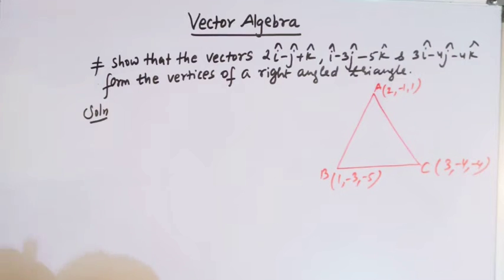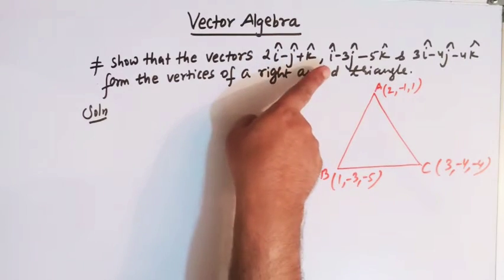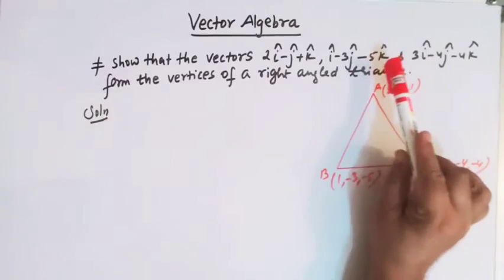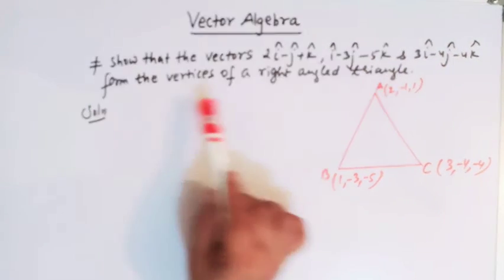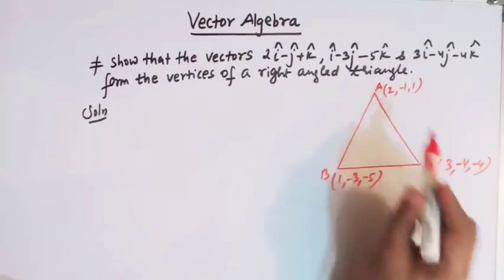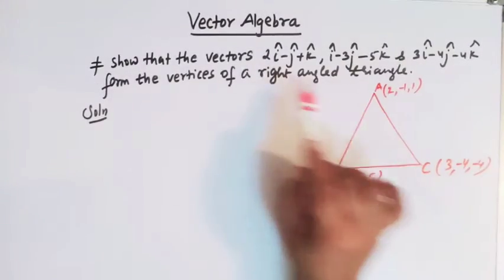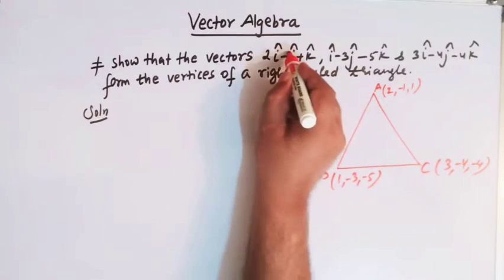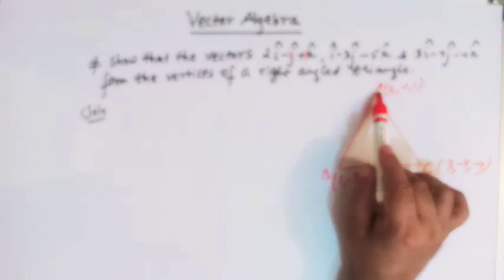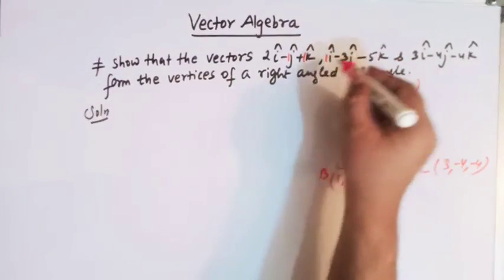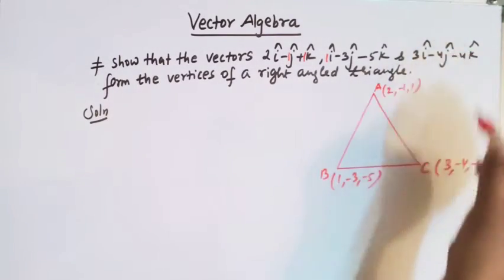Now let us take this problem. Show that the vectors 2i cap minus j cap plus k cap, i cap minus 3j cap minus 5k cap, and 3i cap minus 4j cap minus 4k cap form the vertices of a right angled triangle. So here we have to prove that the points, see here we have 2, minus 1 and 1. So 2 comma minus 1 comma 1 is the vertex A, and here we have 1 comma minus 3 comma minus 5, and here we have 3, minus 4 and minus 4.